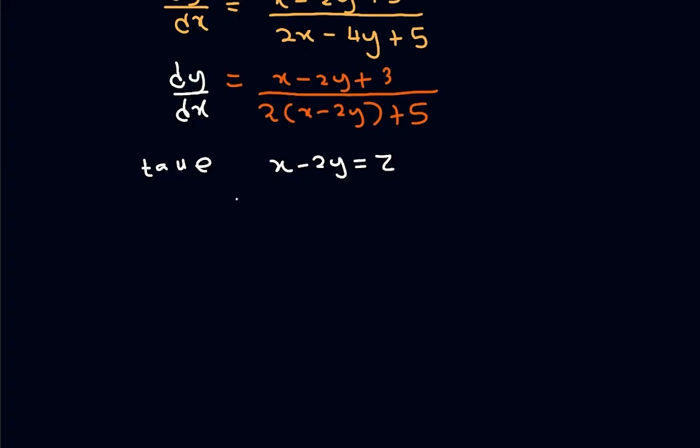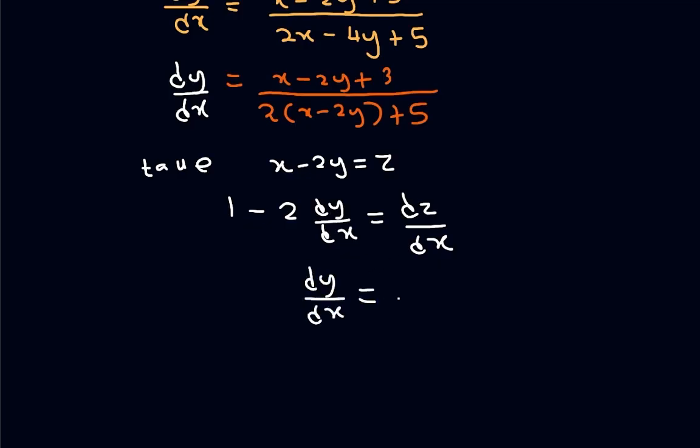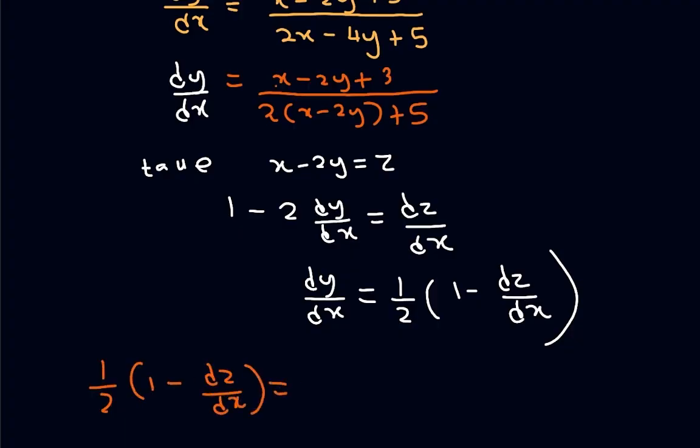Now if we differentiate this with respect to x, 1 minus 2 dy by dx equals dz by dx. So we have to remove the y terms here. To do that, if we move 1 to the right hand side and make the coefficient of dy by dx the subject, we end up with dy by dx equals half times 1 minus dz by dx. Now we have the term dy by dx in terms of dz by dx. We can substitute it into here. Now the given differential equation becomes something like this: 1 minus dz by dx. x minus 2y equals z plus 3. This is also z, that means 2z plus 5.